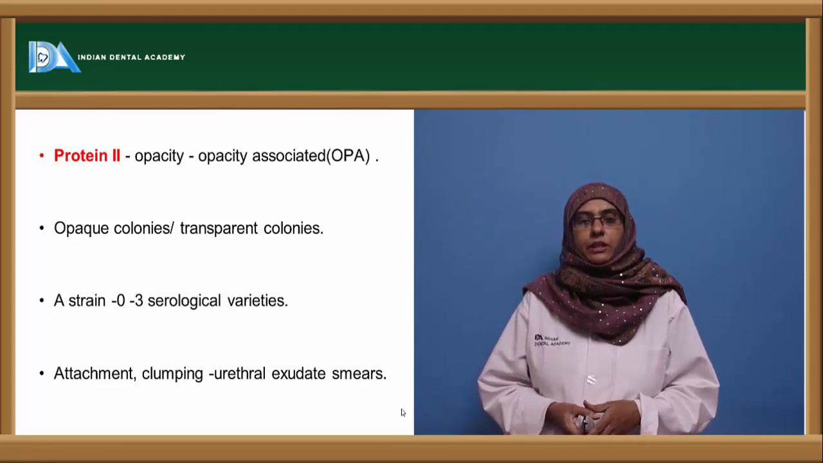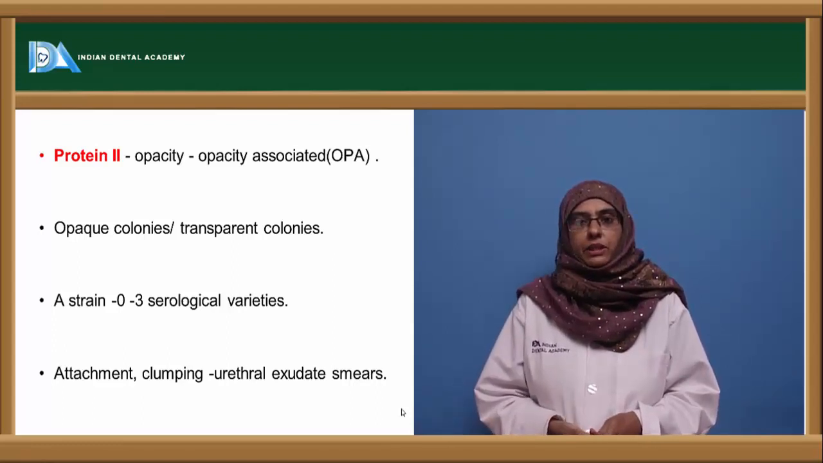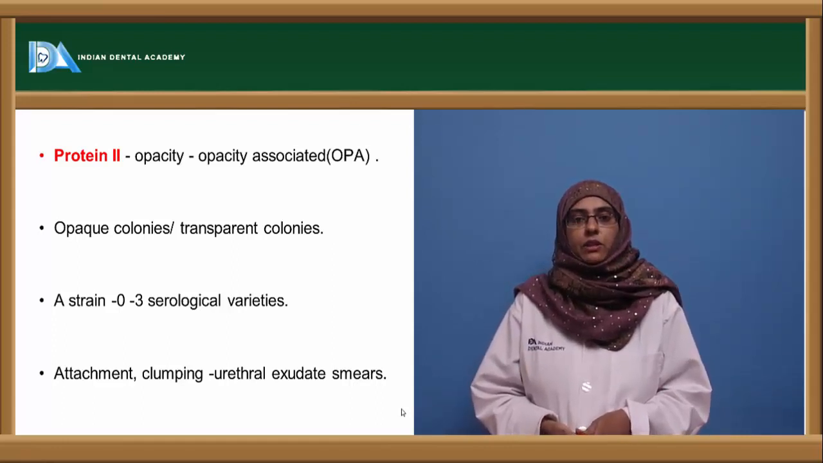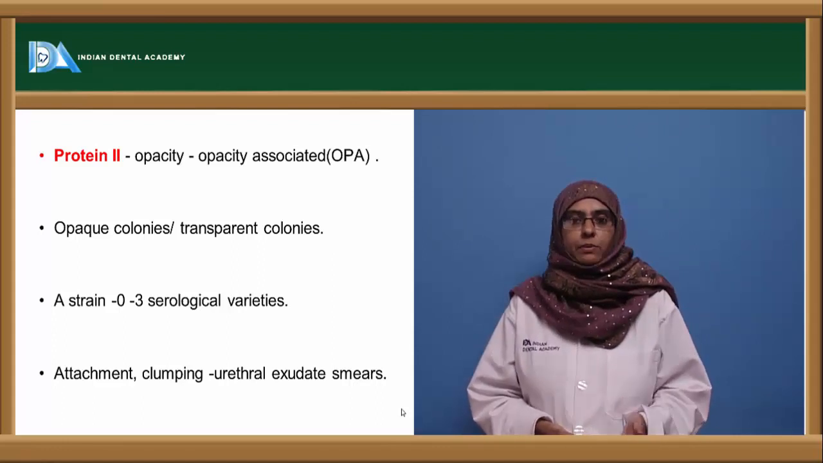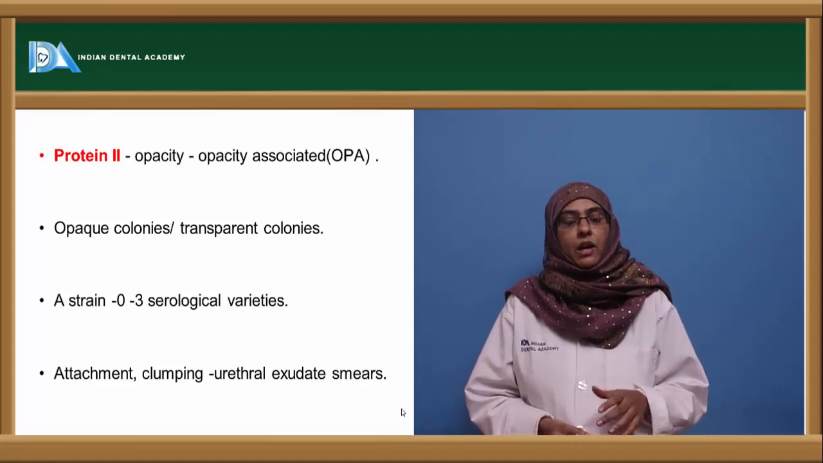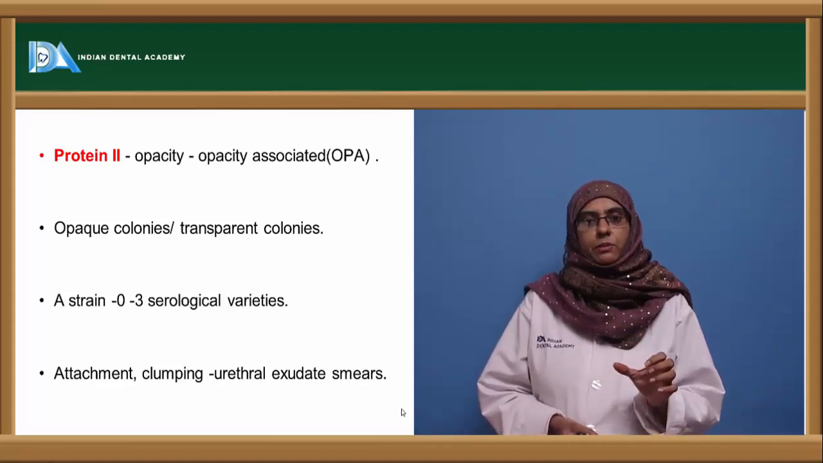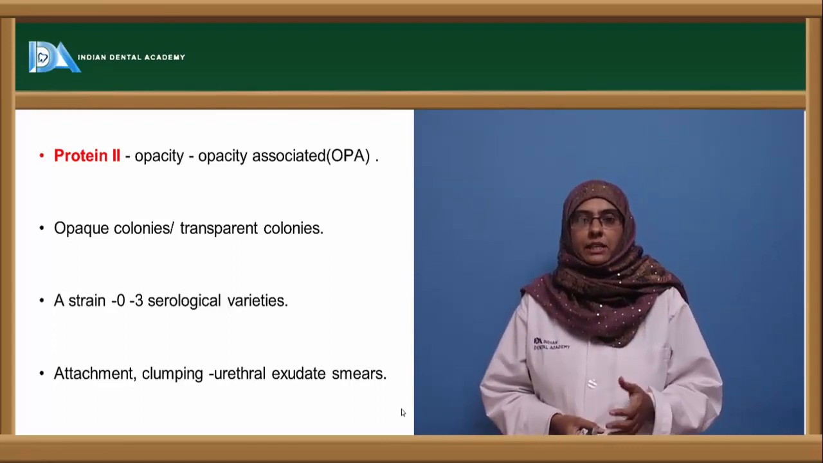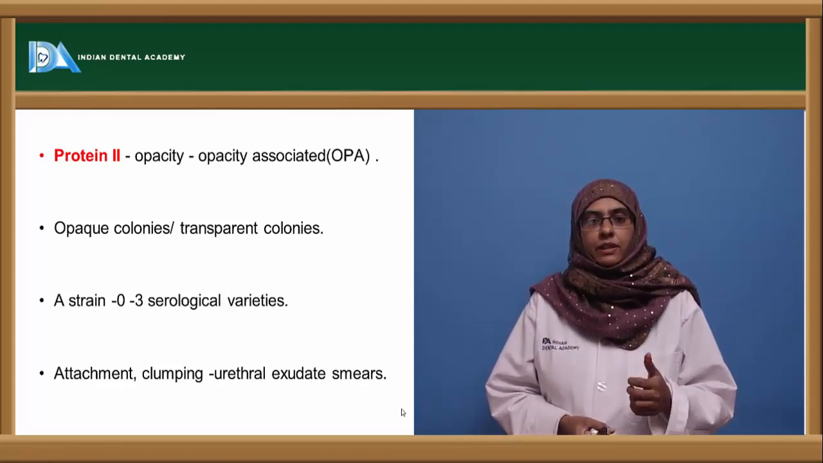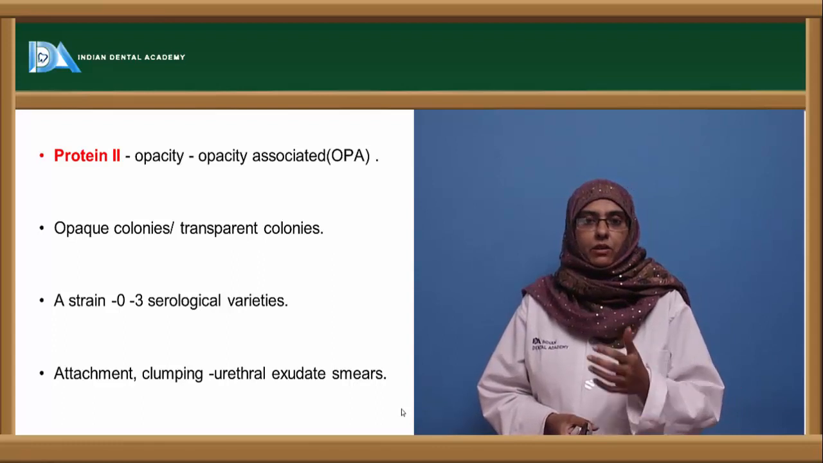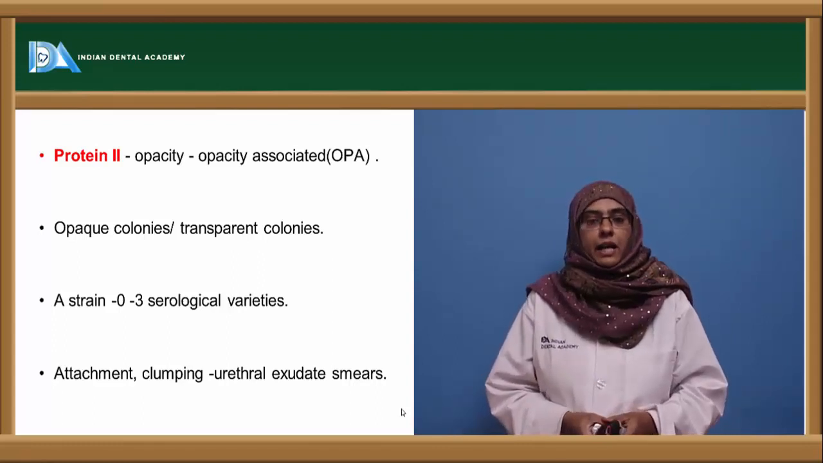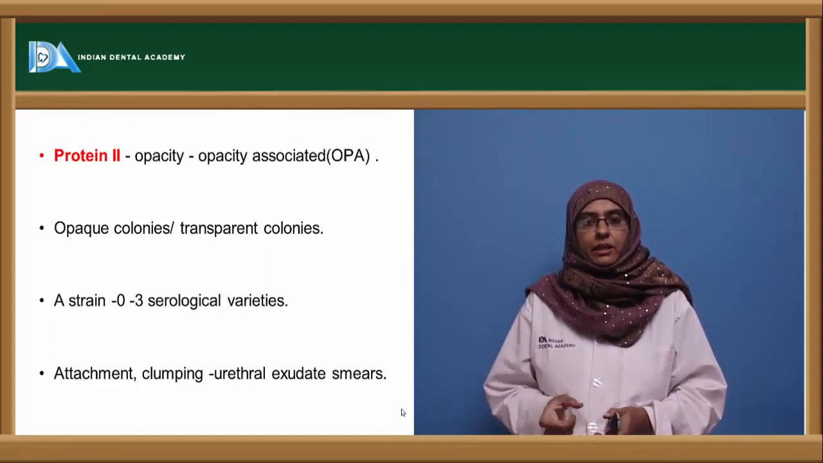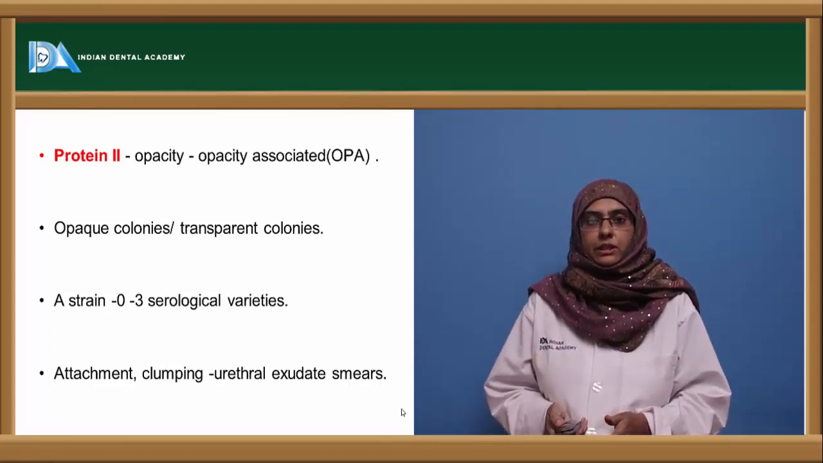Coming to another protein that is associated with the trilaminar outer membrane protein, it is protein 2, which is called the opacity protein, and the strains which contain this protein are called opacity associated protein strains, because they are able to produce opaque colonies on a media, whereas the strains which do not have this protein produce transparent colonies. So a single strain with 0 to 3 serological varieties can cause different types of opacity on a single media. And because of this opacity protein, you can see the attachment of the organism usually appearing in the form of clumping in the urethral exudate smears.